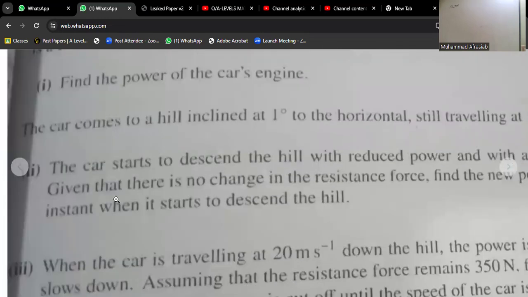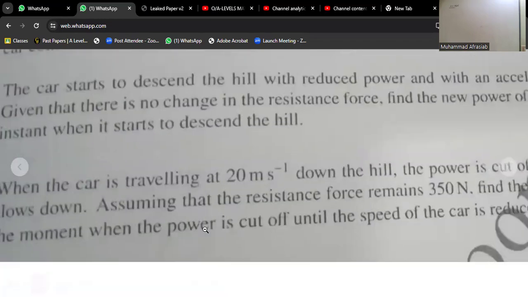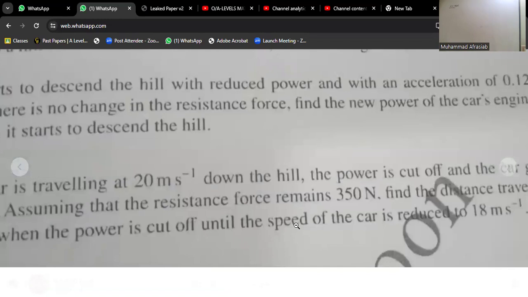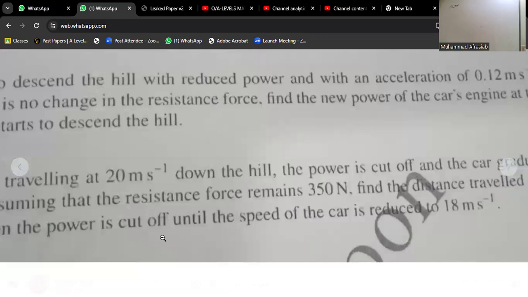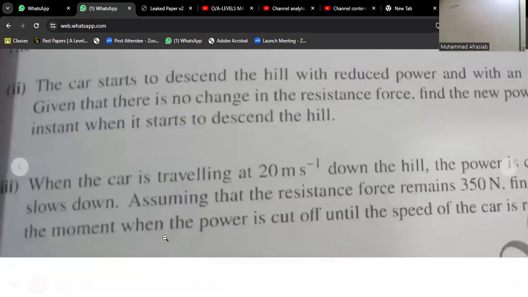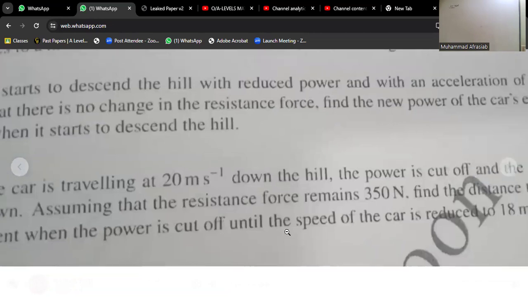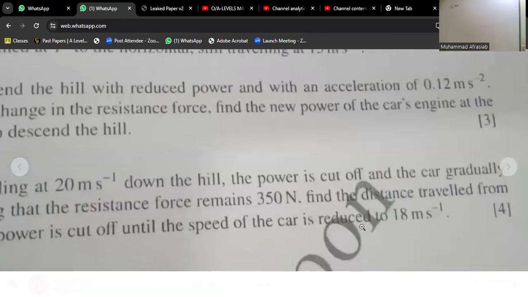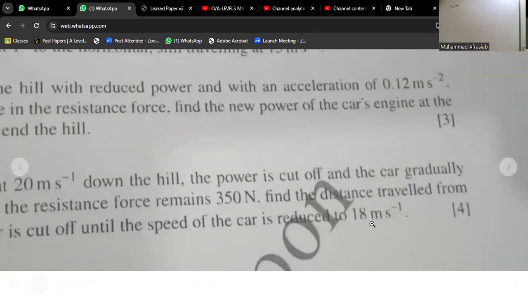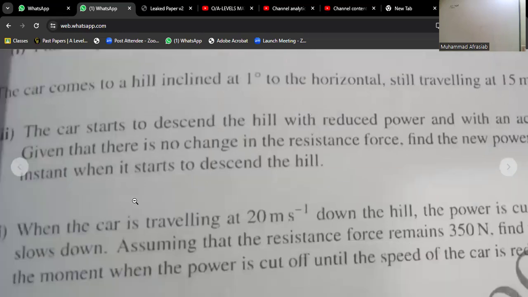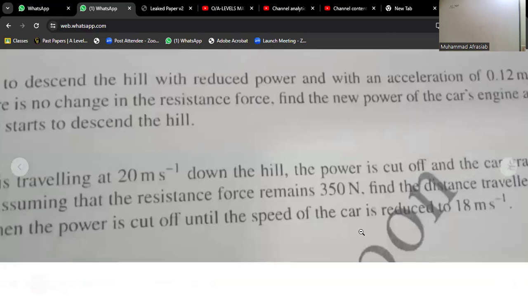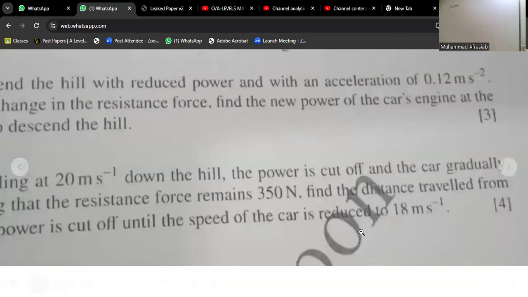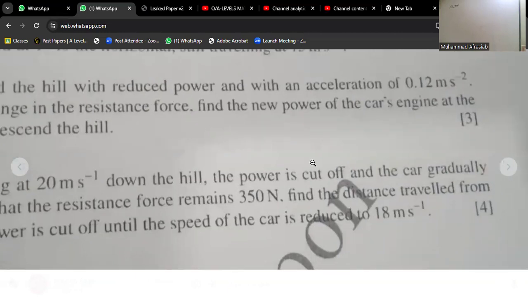Third part. When the car is traveling at 20 meters per second down the hill, the power is cut off and the car gradually slows down, assuming that the resistance to the motion of the car is 350 Newton. Find the distance traveled by the car from the moment when the power is cut off until the speed of the car is reduced to 18 meters per second.